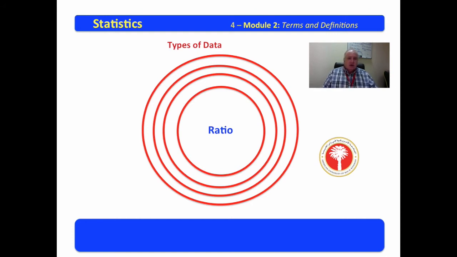Ratio data are often said to be data that have an absolute zero, because if you have a zero, then you can be compared, and that's one way of discussing ratio data. But ratio data are nominal data. Ratio data are ordinal data. Ratio data are interval data. But there are very special cases of nominal, ordinal, and interval data.